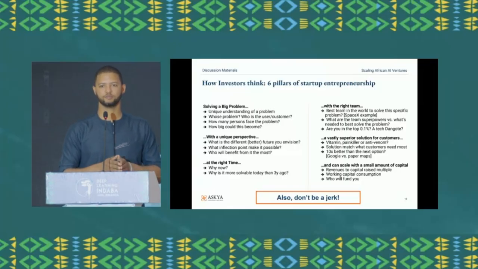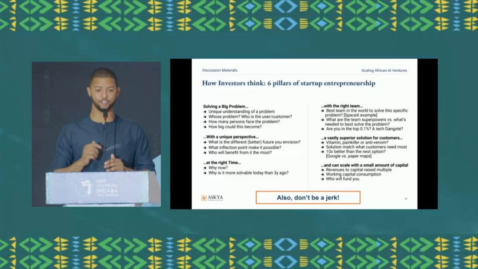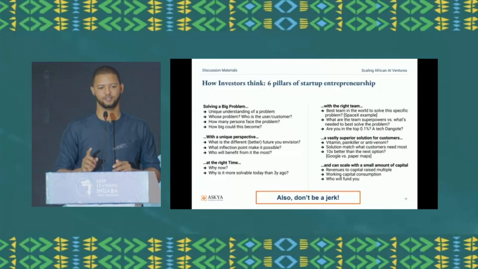And that's a very clear problem statement. And if you have a clear problem statement and a clear user or customer, then you have a very good starting point for your business. And you'd be surprised how many companies don't have this. A lot. Now, second is what is your unique perspective on this problem?